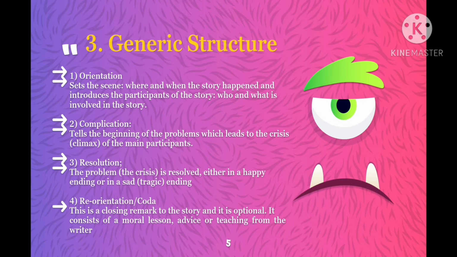The second is complication. This part raises a problem or conflict that occurs in an English narrative text story. Complication is also the most important or the main point of a narrative text story. The conflicts that occur in the story are like physical conflict, natural conflict, social and psychological conflict.